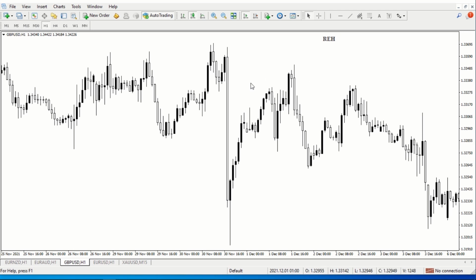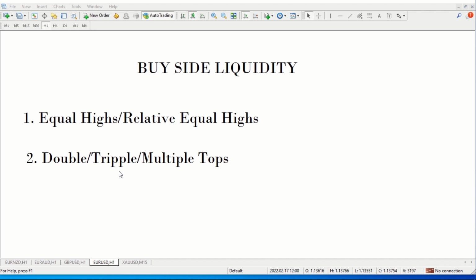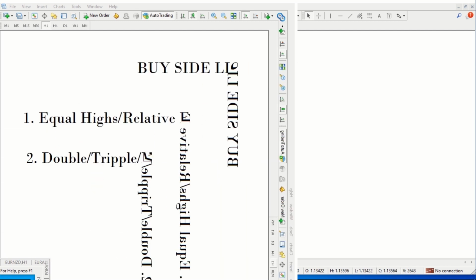Now let's get to another example of buy-side liquidity. Another important example of buy-side liquidity is double tops formation, triple top formation, or multiple tops formation. So I'll send you to the charts, then you look at it.